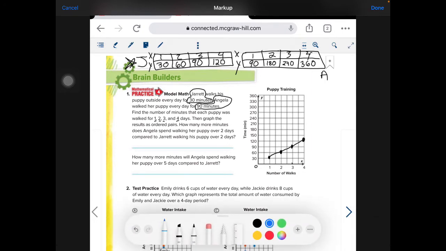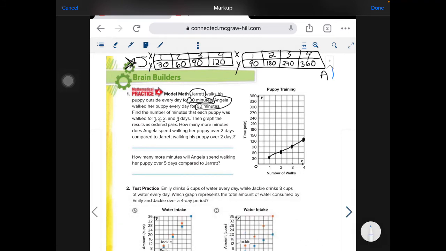And then I just like to connect the dots. It makes me happy. All right, let's do Angela. We'll do Angela in blue. Okay, Angela really worked that cute little puppy. Day 1, we went for 90 minutes. So day 1, we're going to go clear up here to 90. Day 2 is 180. Day 3 is 270. So day 3 comes up to 270. And day 4 is 360.